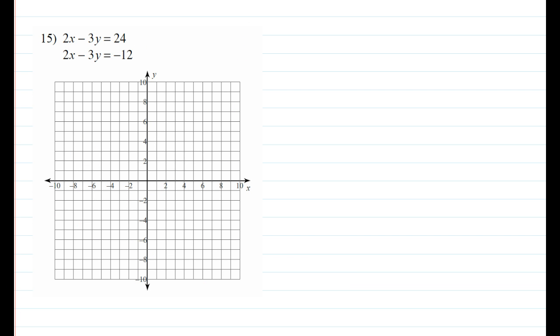Alright, for 15, you should notice that these are not in our slope-intercept form, y equals mx plus b. So that's just going to mean that we have an extra step. So 2x minus 3y equals 24. And so we want it to look like this. So we want y to be on the left-hand side and everything else to be on the right. So to do this, we just undo the equation. We solve the equation for y.